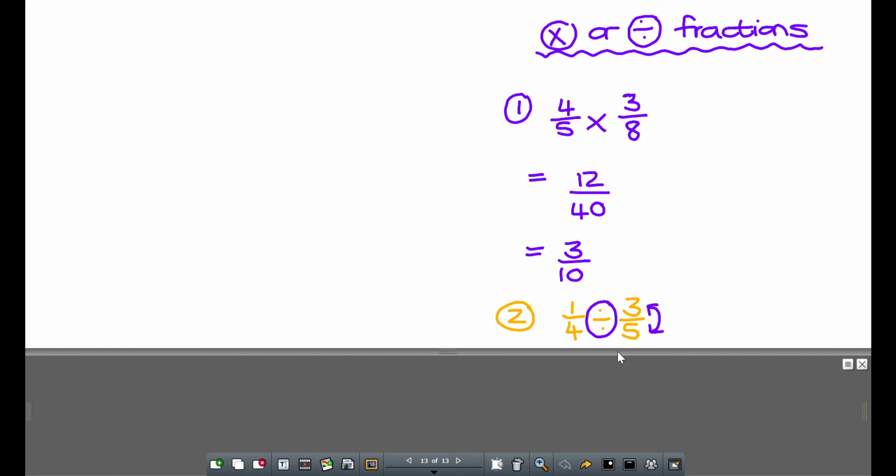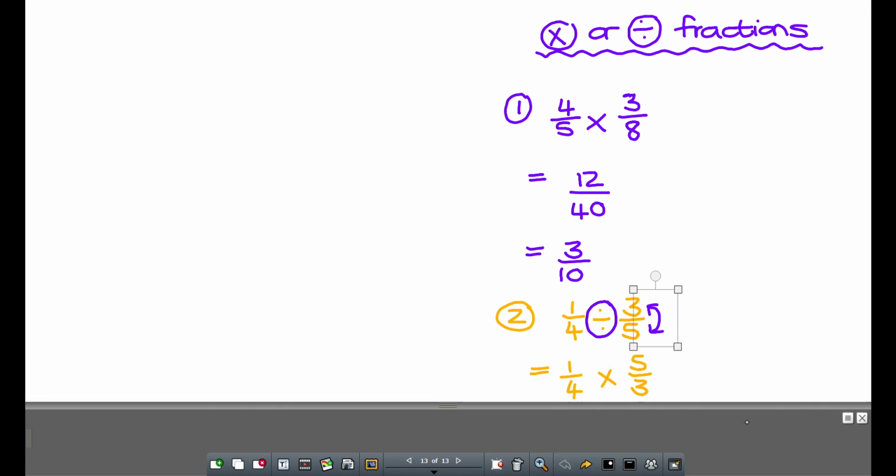Okay, so a quarter divided by 3 over 5. Unfortunately, I cannot cancel out when we still have division. I first have to change it to multiplication. So that will always be your first step. That division sign, I'm going to change to multiplication, which means that these two are going to swap. So, a quarter times 5 over 3.